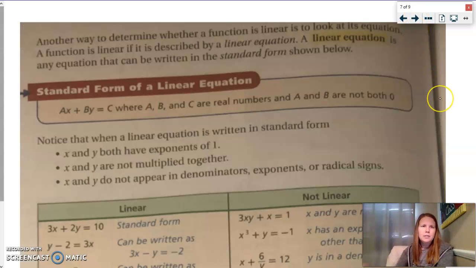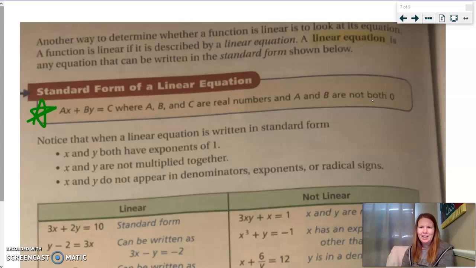All right. So another way to determine whether a function is linear is to look at its equation. A function is linear if it is described by a linear equation. A linear equation is any equation that can be written in standard form. I'm surprised we're already getting into standard form here. So here is what standard form looks like.